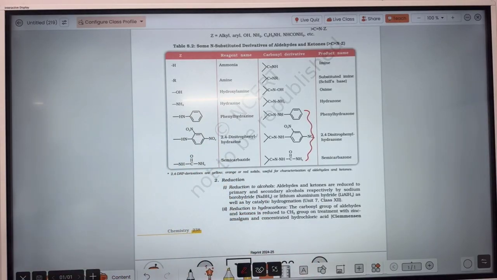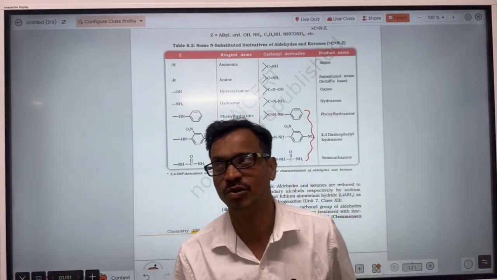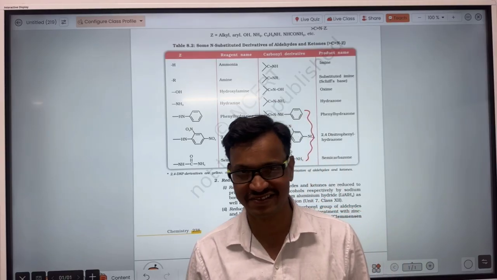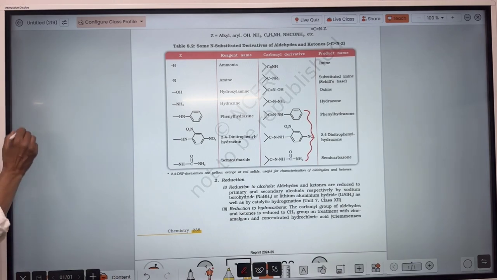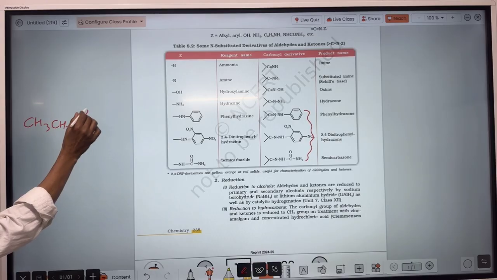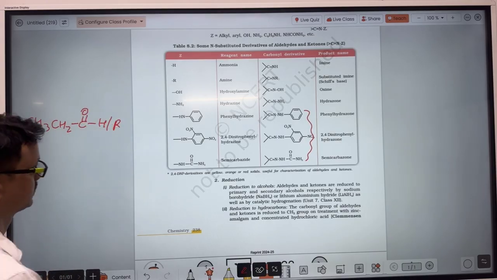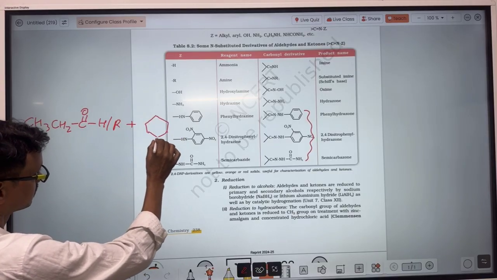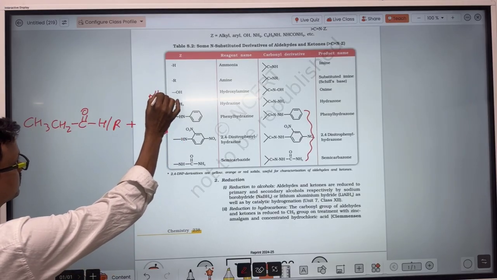The first one is phenylhydrazine. We will have to react an aldehyde or a ketone with phenylhydrazine. Reaction with hydrazine we have already watched. Now let's see the reaction with phenylhydrazine. This is the aldehyde or the ketone, and then phenylhydrazine will be here: a phenyl group, meaning benzene, and hydrazine, meaning it is bonded to NH and here NH2.